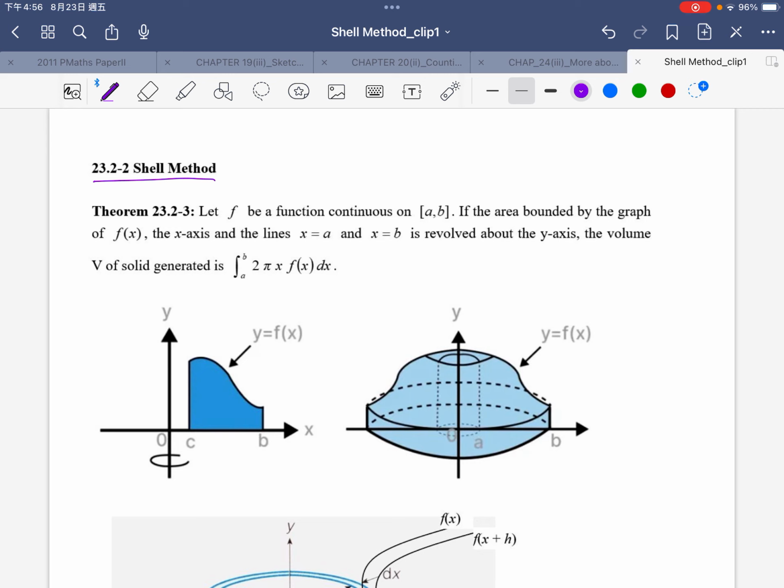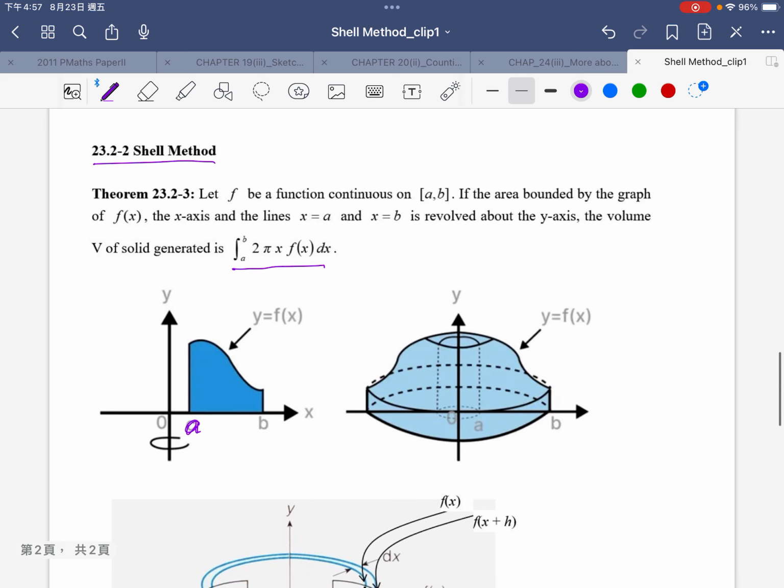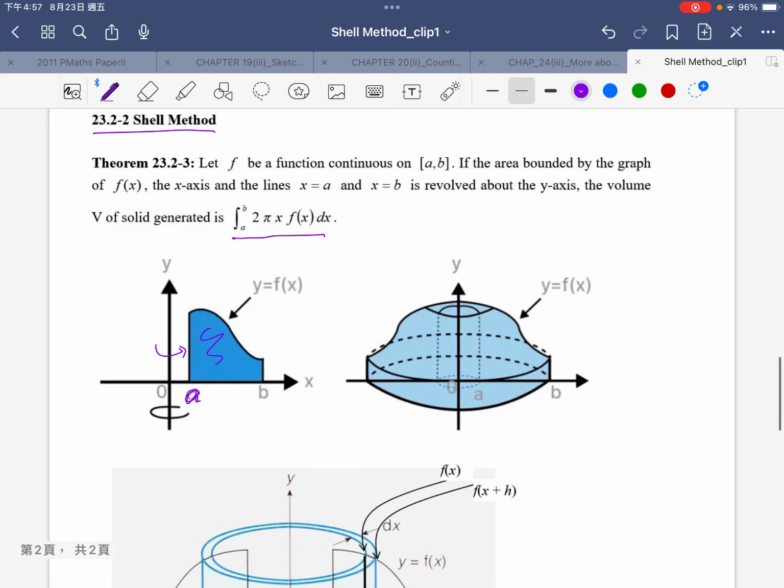The shell method: if a curve under some region rotates about the y-axis, for the region from a to b, then the volume is 2 pi x f(x) dx over the interval a to b. Now I want to deduce this formula in a simple form. First, if this region rotates about the y-axis, then the volume should be like that.